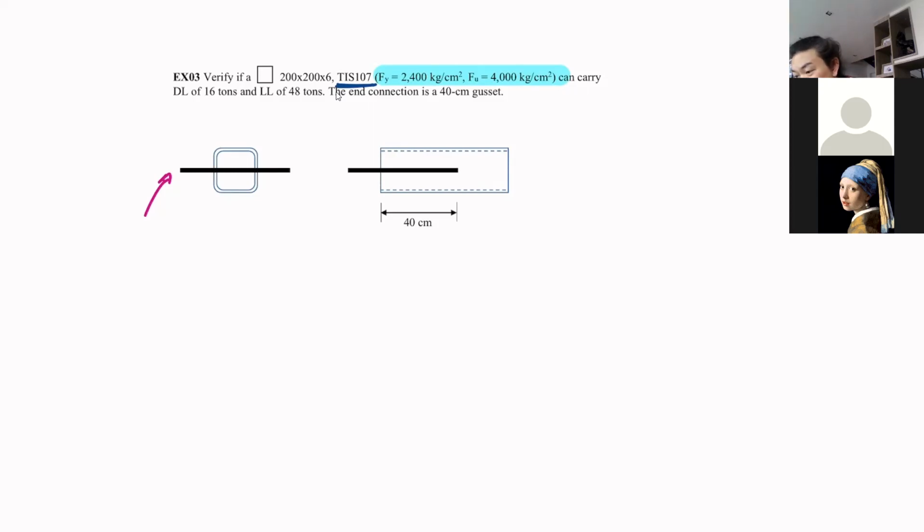Okay, so now to verify this, again, in ASD, step number one, we need to calculate the required strength.